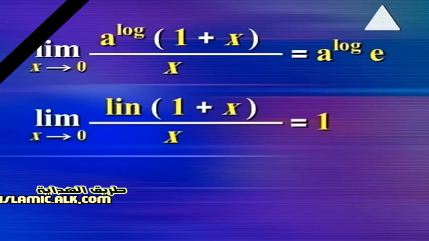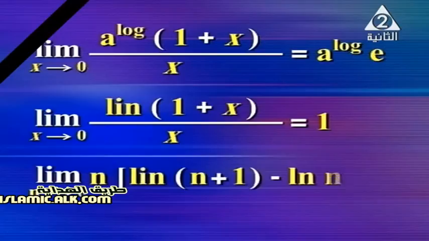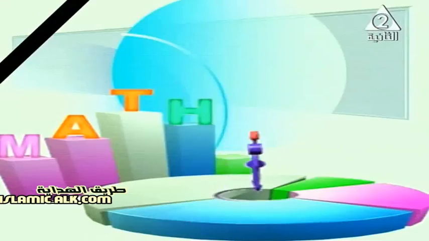Limit when x tends to 0 of a power x minus 1 over x equals ln a. Limit when x tends to 0 of ln of 1 plus x over x equals 1. And the limit of 1 plus 1 over n to the power n as n tends to infinity equals e.